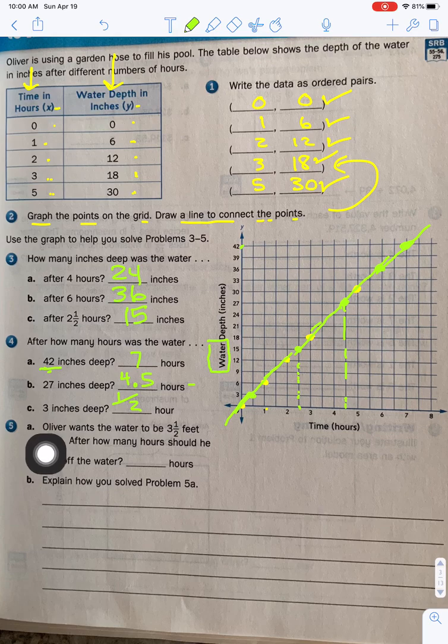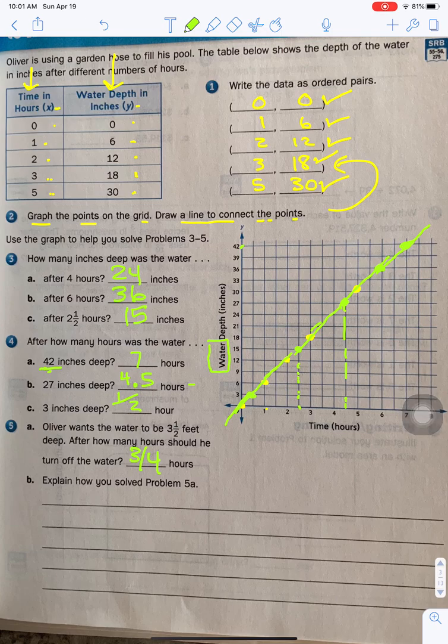Number 5, Oliver wants the water to be 3.5 feet deep. After how many hours should he turn off the water? If the water is 3.5 feet. So we'll find 3 and a half. He wants the water to be 3.5 feet deep. So right here, there's 3, so 3.5 would be about right here. So probably 3/4 of an hour.